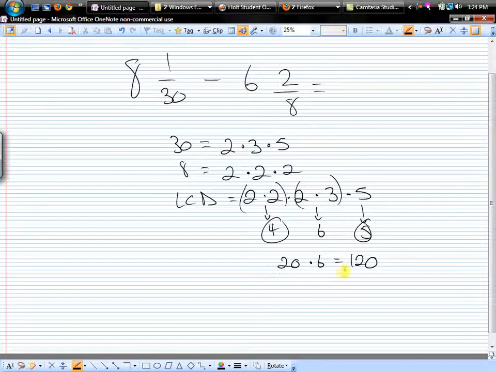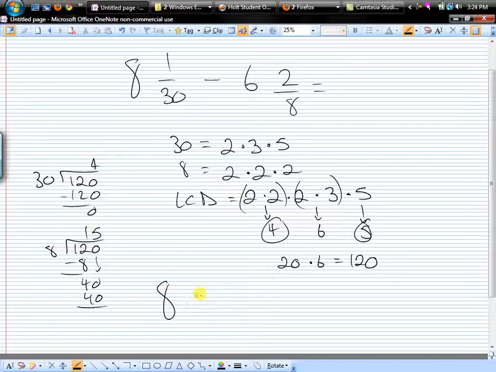So the next thing I need to do is see how many times 30 and 8 both go into 120. So I'll come over here, 30 into 120, well that's 4 times evenly, 4 times 30 is 120. And 8 into 120, let's see, that's 15. Now I have my multipliers.